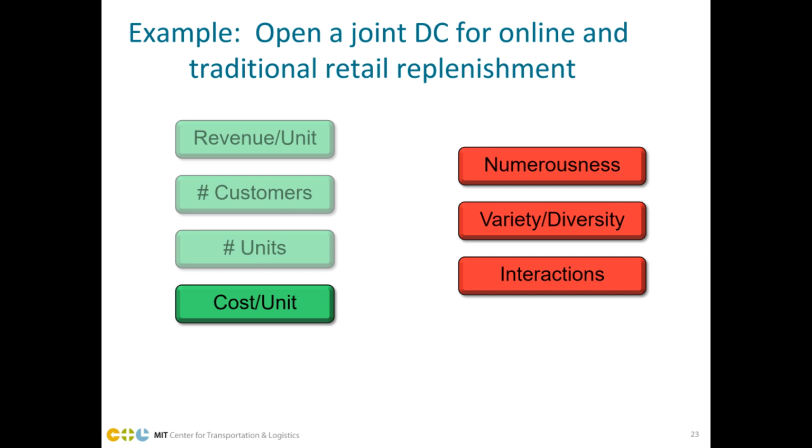Okay, so what does this add for complexity? This is really going to increase the amount of interactions that you have, because now what I do for the online replenishment will influence and impact what I can do for the retail or traditional replenishment. So I've introduced a lot of complexity. Is it worth it? Don't know. Got to look at it. But by doing this drive to improve profitability, there are inherent complexity drivers that are being introduced.